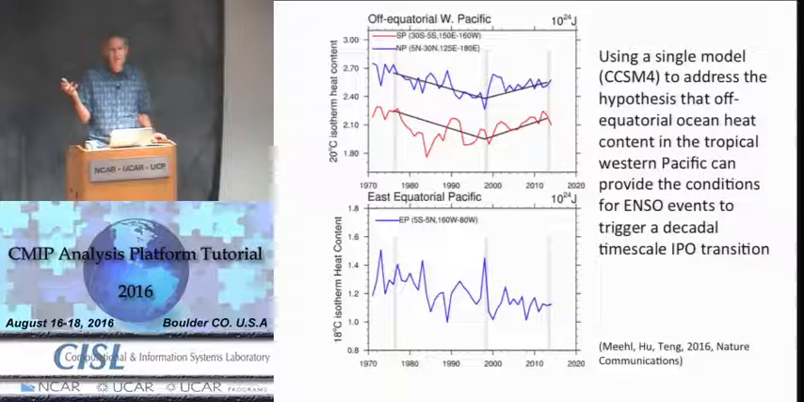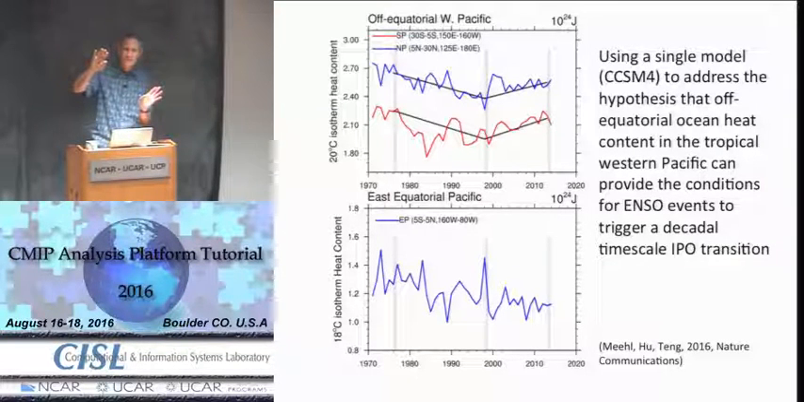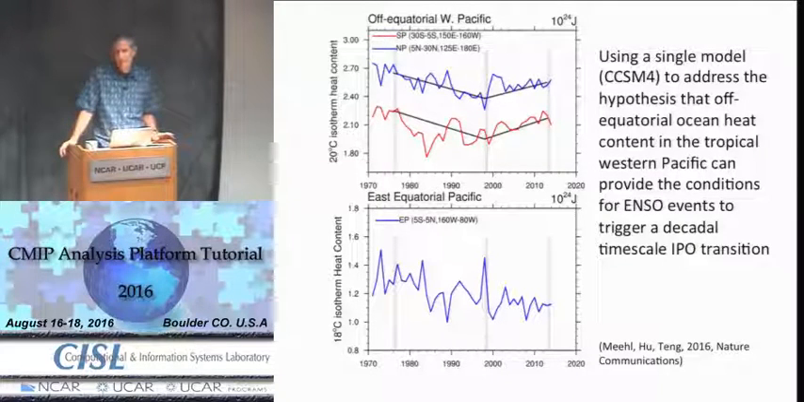So here's an example from another one from our group where we had this hypothesis that these big transitions in the IPO could be triggered by El Nino or La Nina events occurring. And the transition would be triggered by a buildup of ocean heat content in the off-equatorial Western Pacific. So this means we have to look at a lot of ocean data.